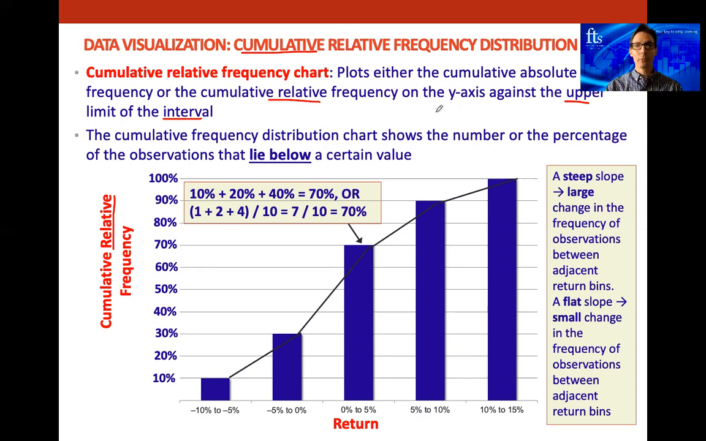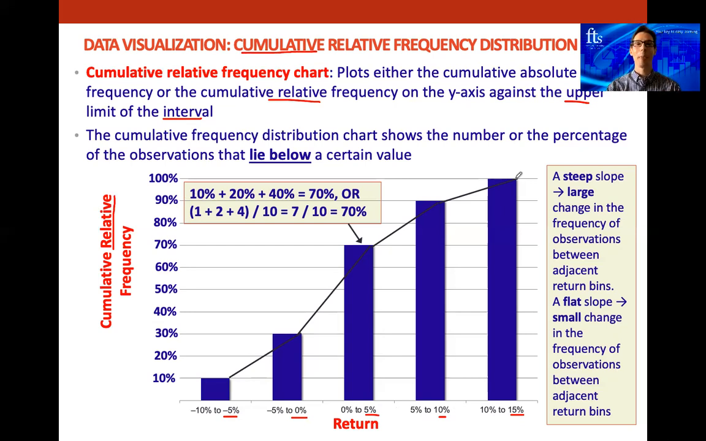If we read again here, we're plotting this on the y-axis against the upper limit of the interval. So there's the upper limit of each interval there: the -5, the 0, the 5, the 10, and the 15. That's what we are doing. So our chart is this straight line over here, the black line there, as we plot the chart like that. That is our cumulative relative frequency distribution chart.